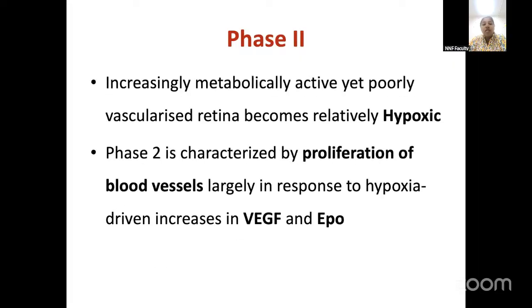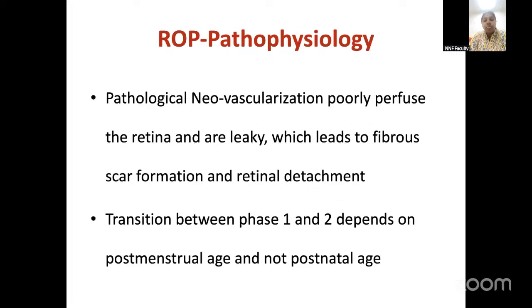In phase 2, the retina is increasingly metabolically active but poorly vascularized, so it becomes relatively hypoxic. It is characterized by the proliferation of blood vessels, largely in response to a hypoxia-driven increase in VEGF and erythropoietin. Now, pathophysiology. The neovascularization is pathological, so it poorly perfuses the retina. The vessels are leaky and this leads to fibrous scar formation and retinal detachment. The transition between phase 1 and phase 2 depends on the post-menstrual age and not the postnatal age.